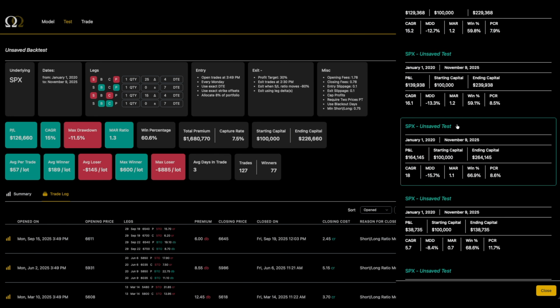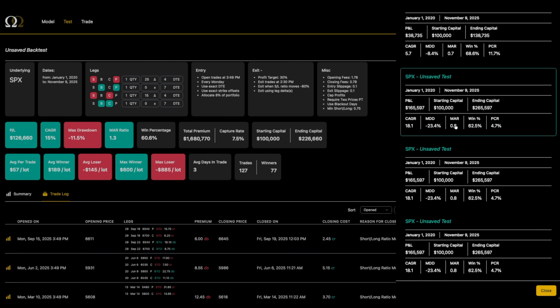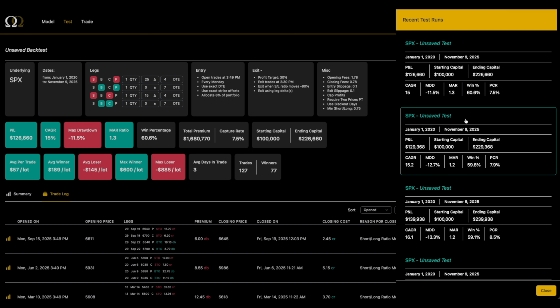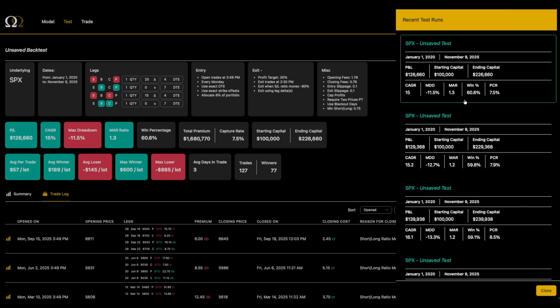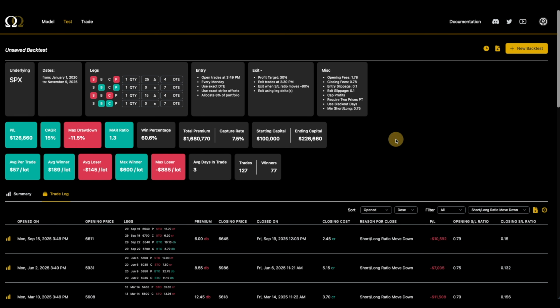Is that our highest MAR? It is our highest MAR. Not our highest capture rate, but what is it doing? The drawdown. It cut the drawdown. There's a couple things you can do with this thing.